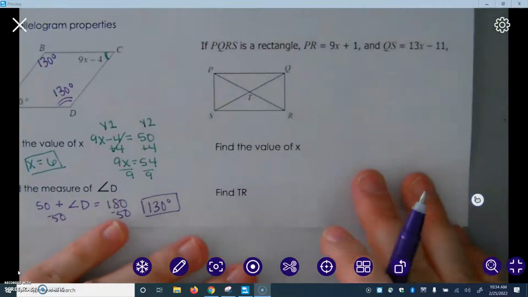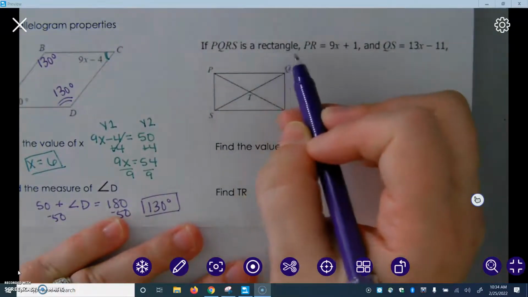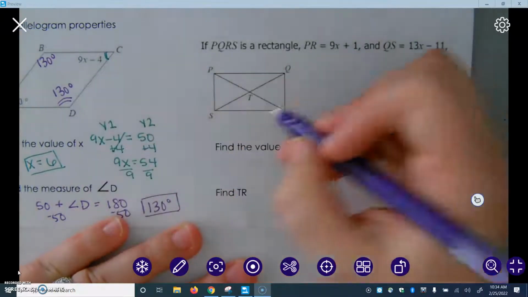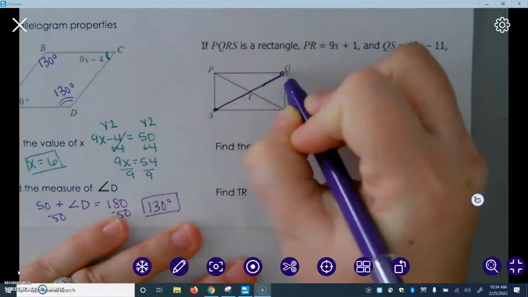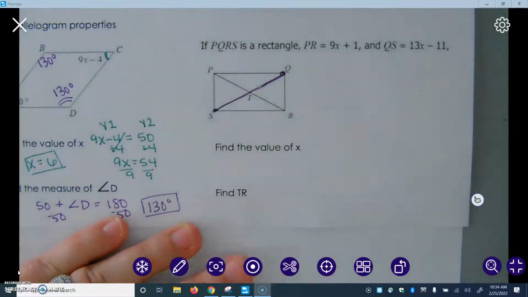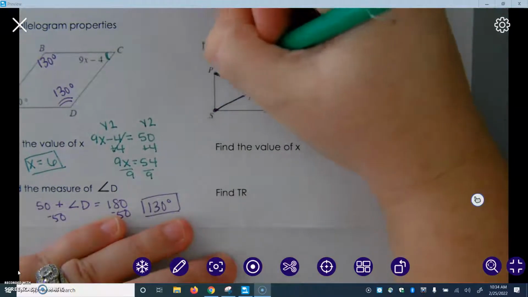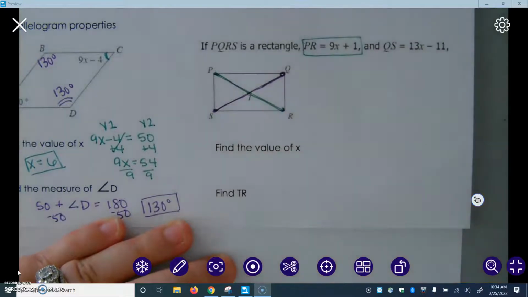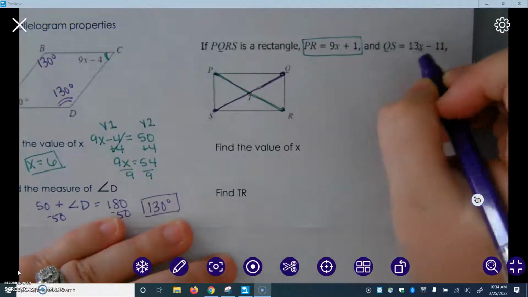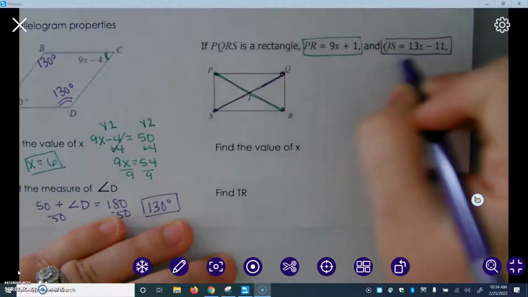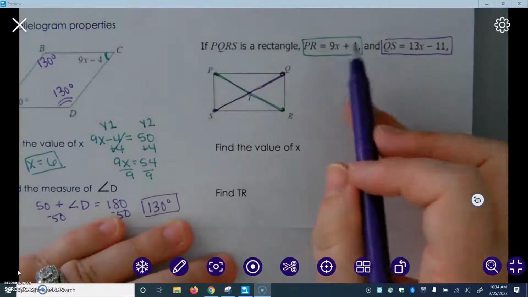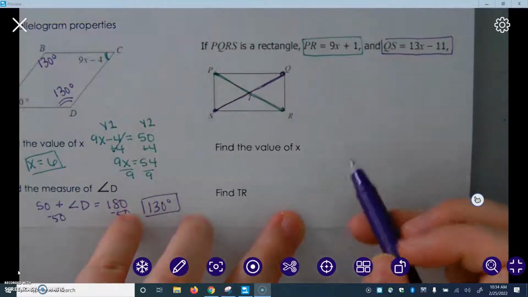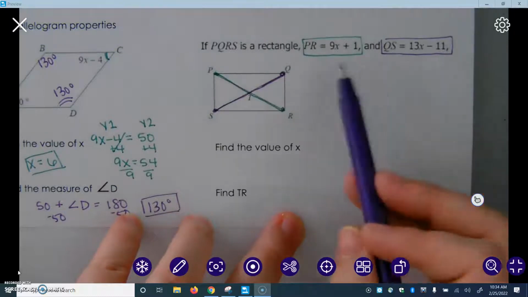All right, rectangles is really the other parallelogram that we focused on. In a rectangle, all the same rules apply, but the diagonals are equal to each other. So PQ is one of the diagonals. From P to R is the other diagonal, and they give us the information here. They give us what PR equals, and they give us what QS equals. And those diagonals equal each other, so I need an equation that says those two things are the same. So what will my equation look like? What equation will show me that those two have to be equal to each other?